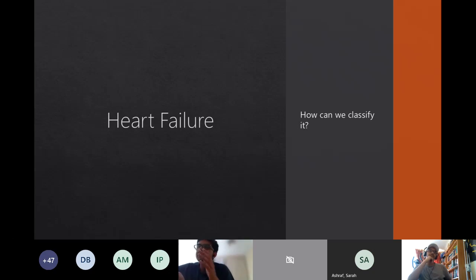There is one other type, which is systolic versus diastolic failure. Is it a failure of the heart to pump blood out, or is there something stopping it from filling as well? So there's lots of different ways. The systolic versus diastolic is basically related to the ejection fraction as well.